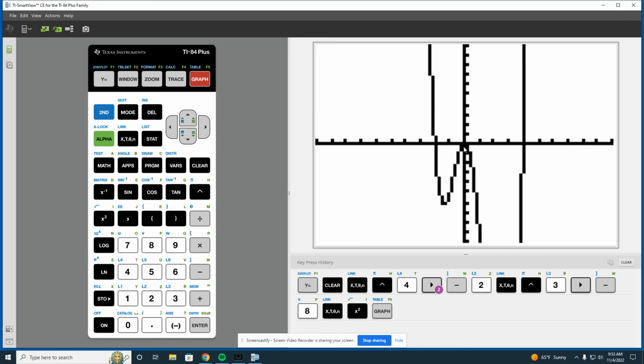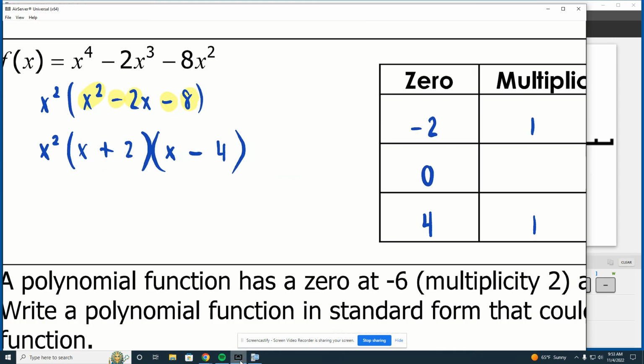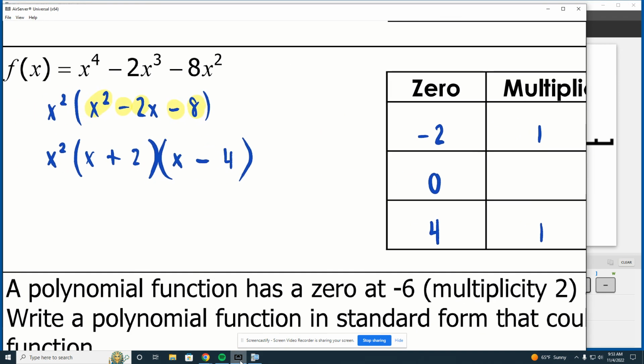Guys, what's it doing right here? Is it crossing through? No, it's touching it. And where is it touching it? At 0. So what does that mean the multiplicity would have to be there? 2 or some even number, right? We'll talk about that in just 1 second. And then right here at 4, what's it doing? It's crossing straight through. So that means 4 is your multiplicity of what? 1. Now, go back to your paper with me. And I hope you see this. How many zeros was this supposed to have? 4, right?